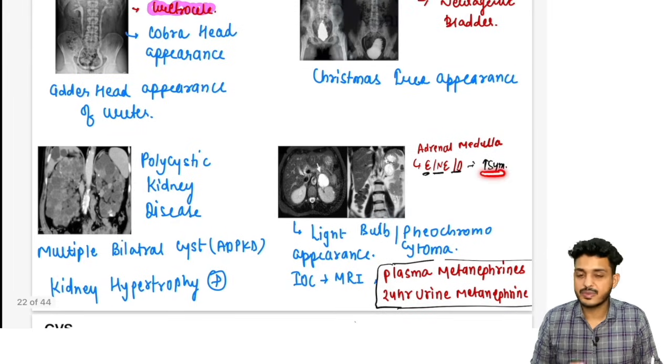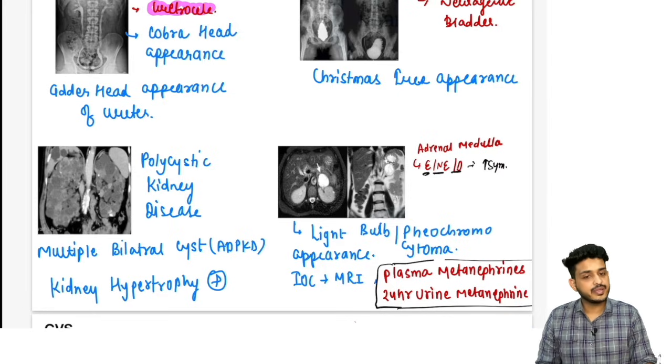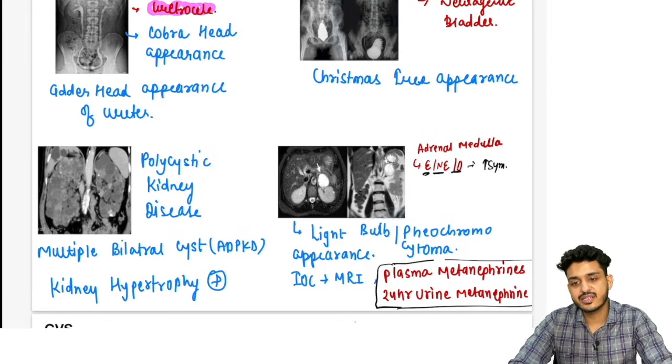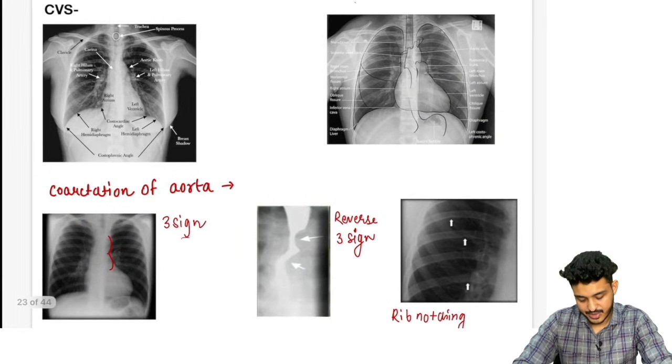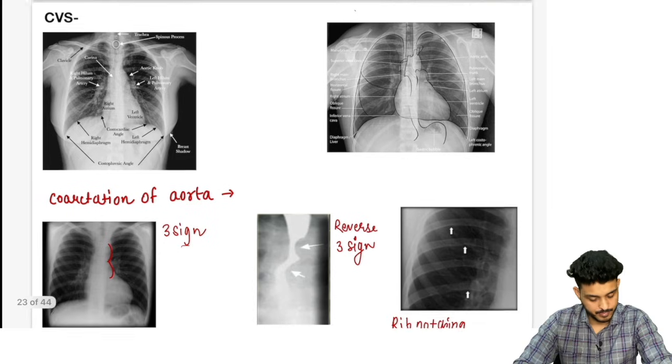This is going to cause palpitation, this is going to cause high BP, you will have multiple sympathetic symptoms, right? All the symptoms are going to come from the sympathetic nervous system, right? So we are done with this.